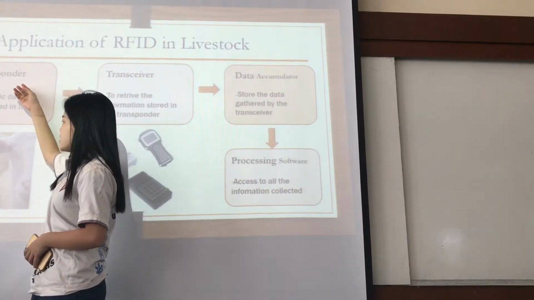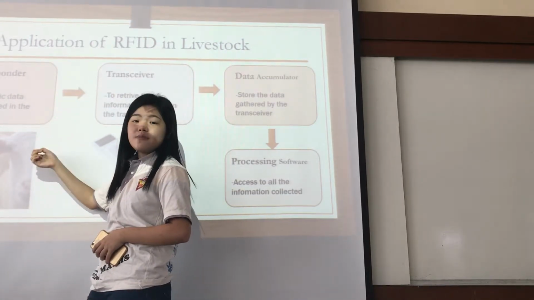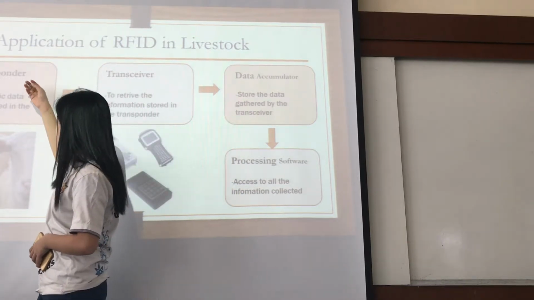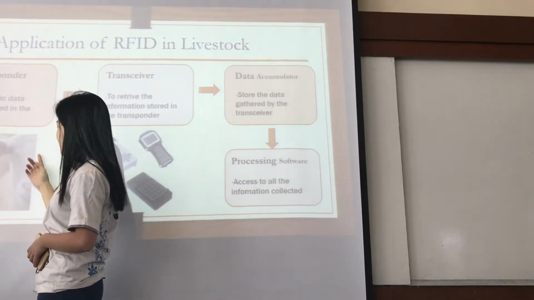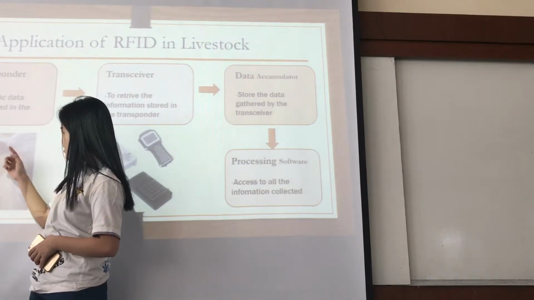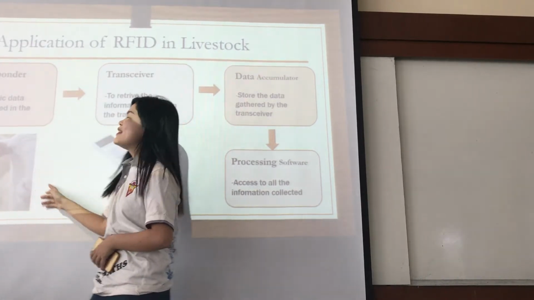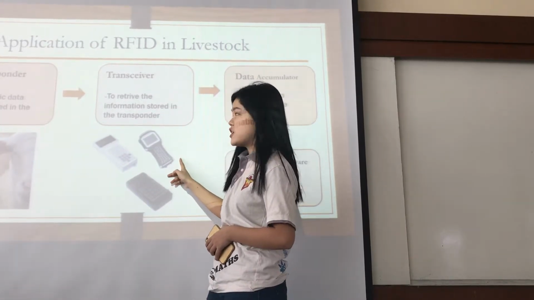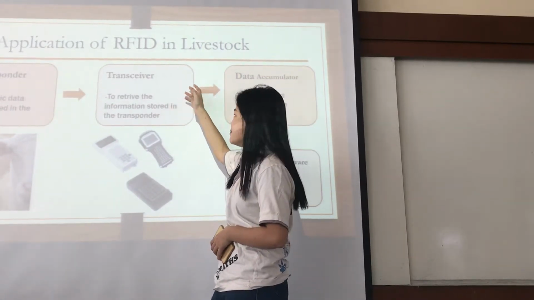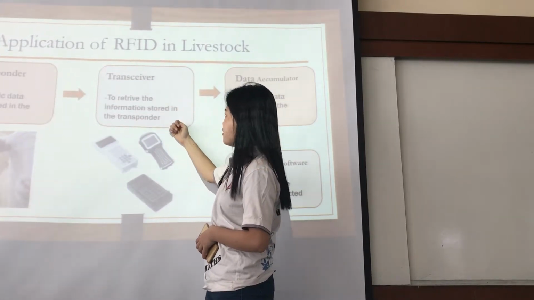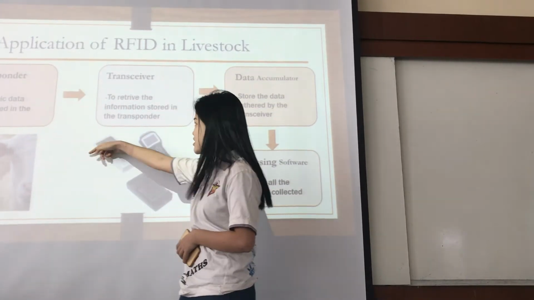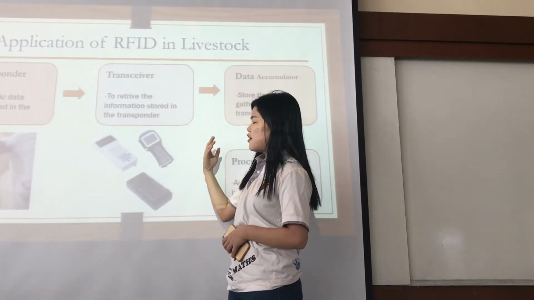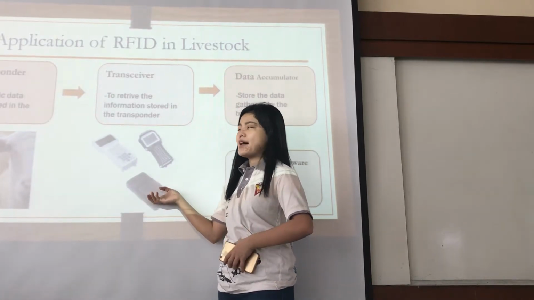This transponder contains a microchip. This microchip is where the identification number is stored. This transponder is embedded in the ear tag, as you can see from this picture. This is the ear tag. Next is the transceiver. The transceiver is used to retrieve the information. It works like a scanner actually, and is used to retrieve the information stored in the transponder. This could be part of a handheld unit or a stationary unit where the animal passes by.